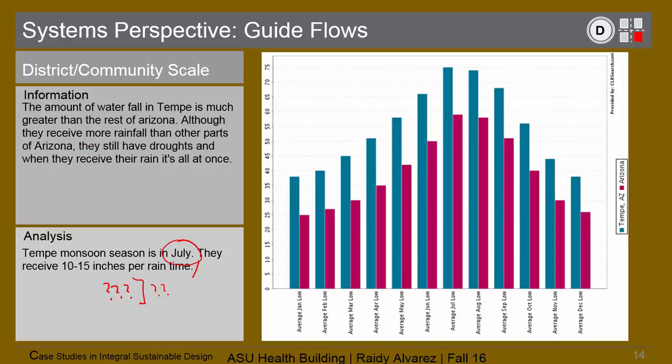Amount of water, so that's interesting. So they have more water than usual. Watch your typos there. They say more rainfall in other parts. They still have droughts, and when they receive the rains, it's all at once. So to me, that's a flag for design opportunity. I'm thinking, what can I do about that? How can I take advantage of that?